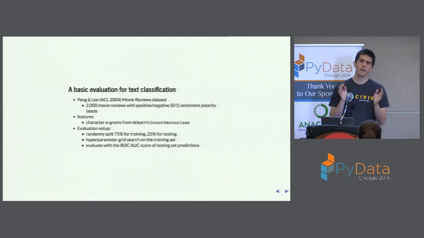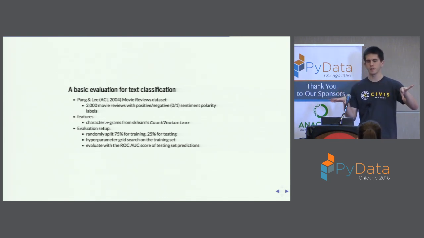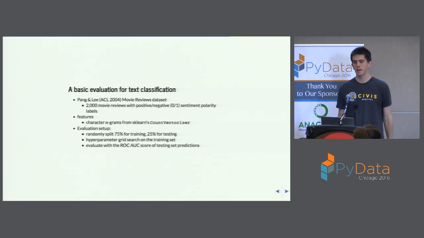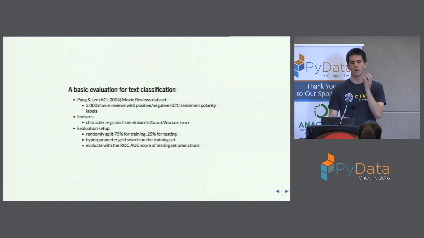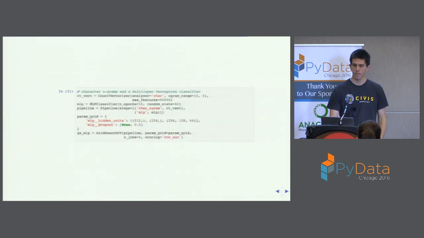Our evaluation setup is a little bit different from the original paper. We're going to randomly split the reviews into training and testing sets, and then do a hyperparameter grid search on the training set. Then we're going to evaluate the final model that we get out of the grid search using AUC score for testing set predictions. We've got to import some stuff. The package NLTK provides the movie reviews pre-parsed and ready to go, so it's very easy to set up the data set that way.